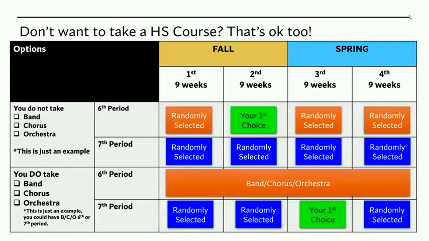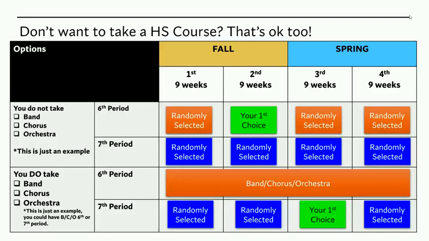So let's say that you don't want to take a high school course. That's okay too. So this is what your schedule might look like. If you're not in band, chorus, or orchestra, this is just an example, 8th grade connections are 6th and 7th period. You would get randomly selected connections, except one of those connections would be your first choice.